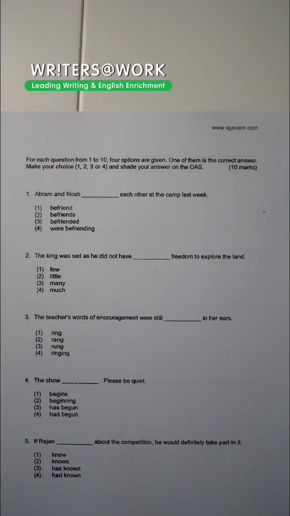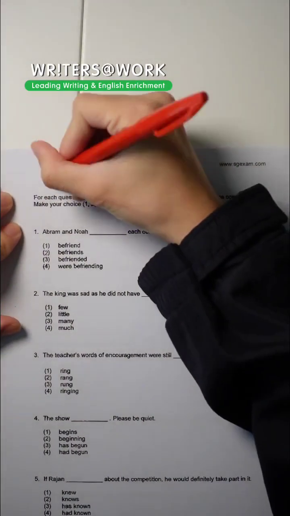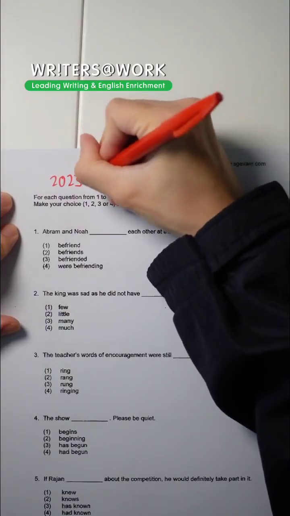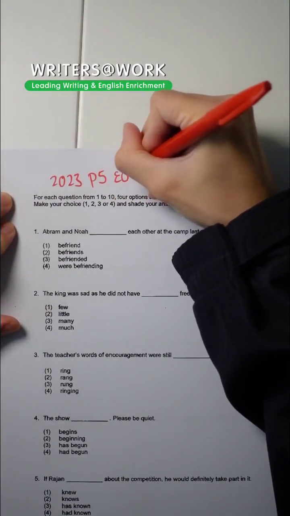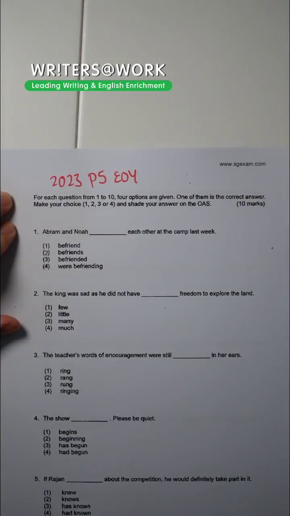Today we'll be taking a look at how we tackle some questions that are quite common and show up pretty frequently in your paper 1 and mostly English paper 2. As context, today's English paper comes from the 2023 Primary 5 end of year paper from Tao Nan School.